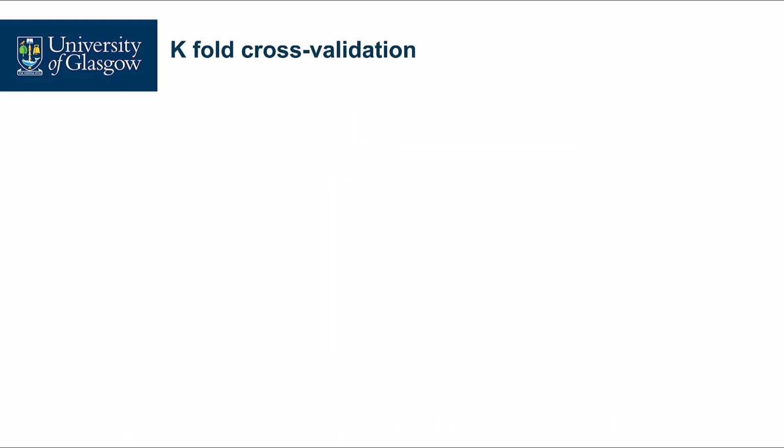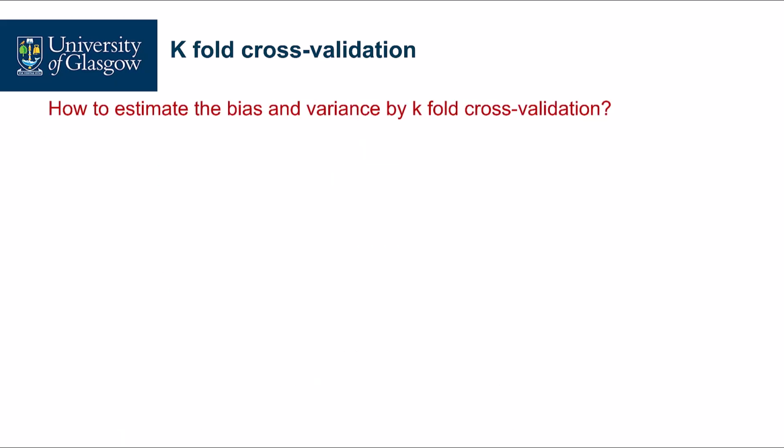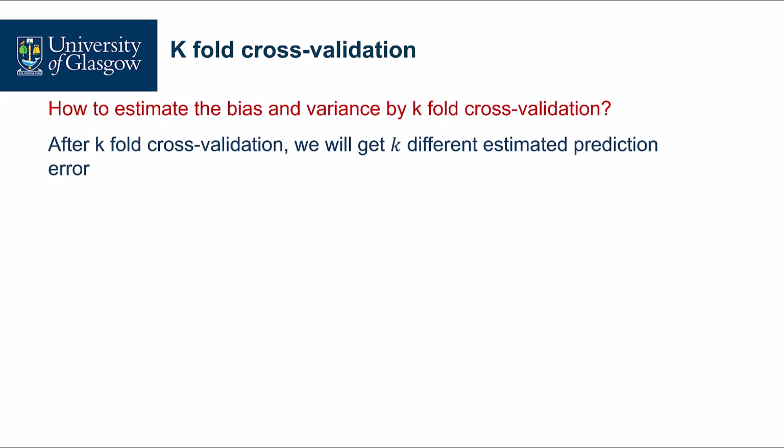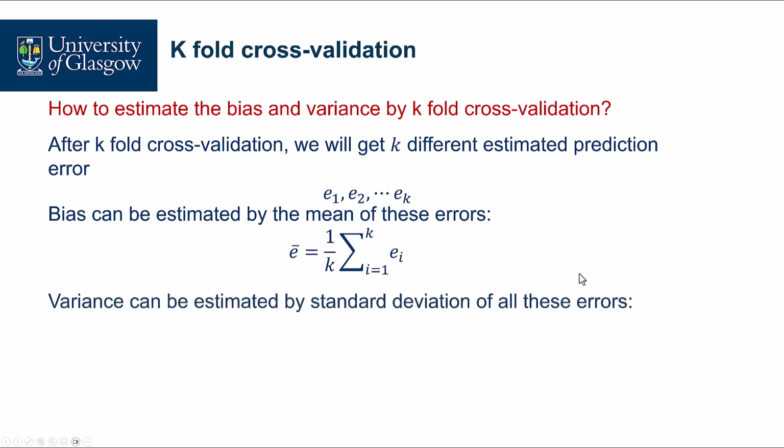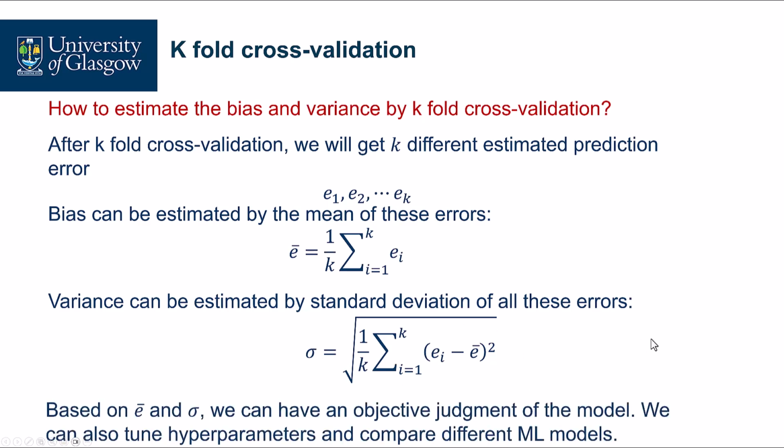So how can we estimate the bias and variance when using k-fold cross-validation? Now we get k different estimated prediction errors, which we name E1 to EK. The bias, we can estimate by the average of them. This is the formula. And the variance, we can estimate by the standard deviation of them. This is the formula. In this way, we can have an objective judgment of the model. Then I can see which hyperparameters to use, and I can also compare different machine learning models.